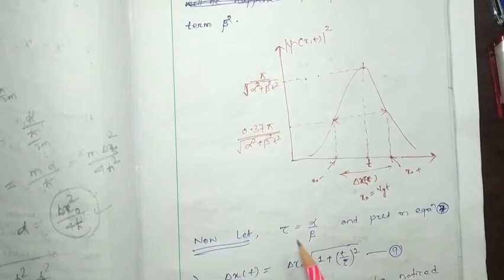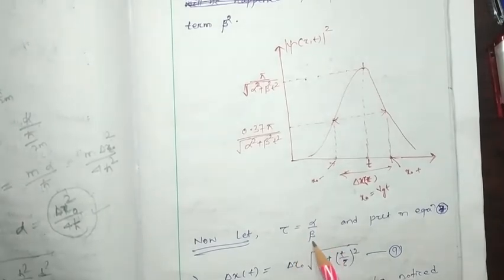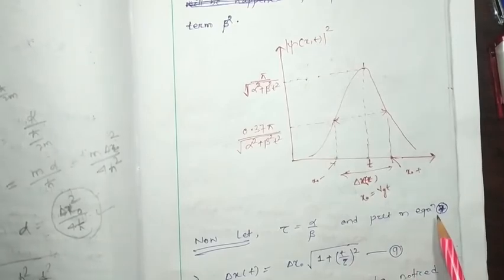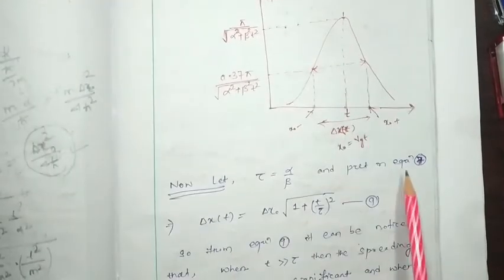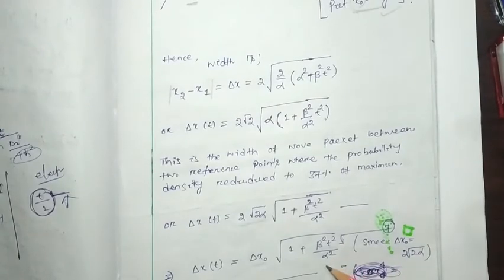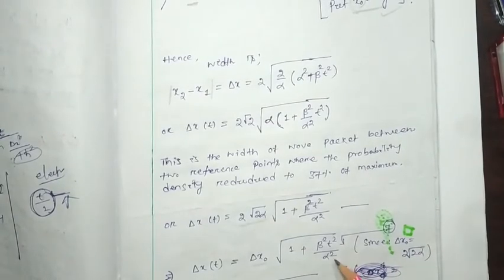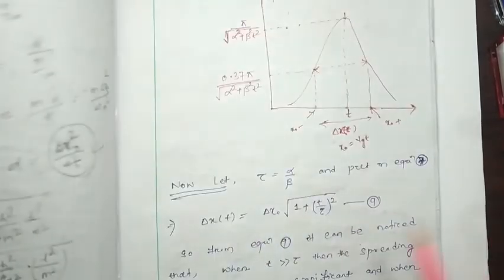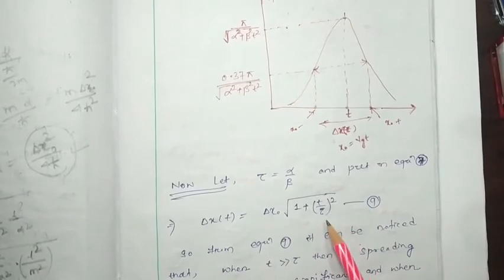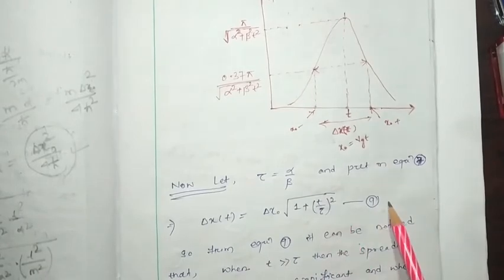Okay, so let tau equal to alpha by beta. Now if we put this in equation number 7, if you put alpha by beta equal to tau, then it will be 1 plus t square by tau square. So it will be del x 0 root over of 1 plus t by tau whole square. Let it be equation number 9.